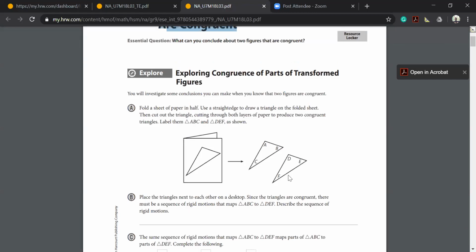Okay, place the two triangles next to each other as we did. Since the triangles are congruent, there must be a sequence of rigid motions that maps the two triangles together. Describe the sequence of rigid motions. Who can tell me how I can change triangle ABC into triangle DEF? What happened? It appeared to be a translation, right? It's moving, as if it moved right and then down.